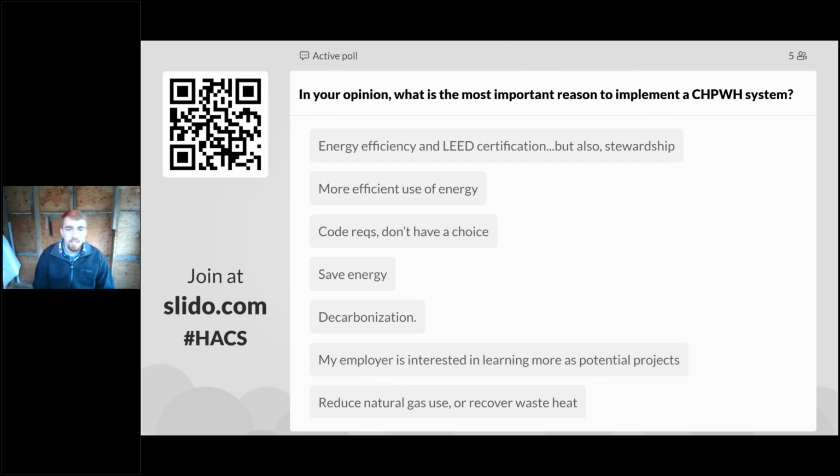Yeah, energy efficiency and LEED certification is a big one as well, and environmental stewardship. Right? I want to use as little energy as possible and conserve my environment around me. And there's a lot of people with that same drive that even if you don't have to put a heat pump water heater in, you know that it's using less energy and decarbonizing and overall better for the environment.